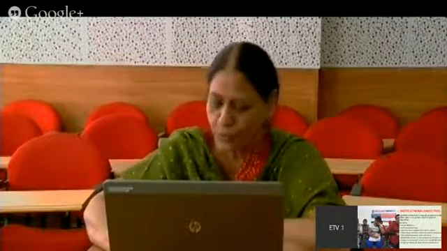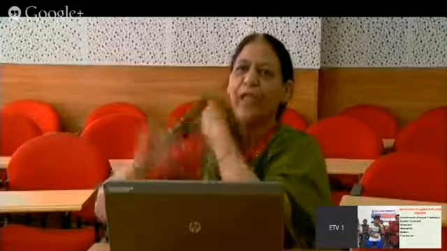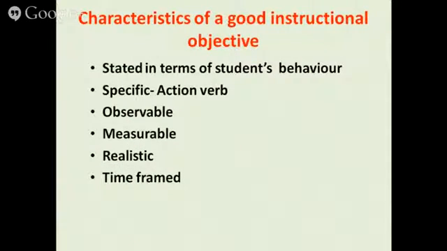And these objectives are time framed. You would like to achieve these objectives in a specified period of time. That's why it is written at the end of a unit of instruction. That means once the topic has been dealt with, the student will be able to exhibit the desired behavior. So in a nutshell, we can say any good objective has certain characteristics. And these characteristics are, they are always stated in terms of student behavior. They start with an action verb.